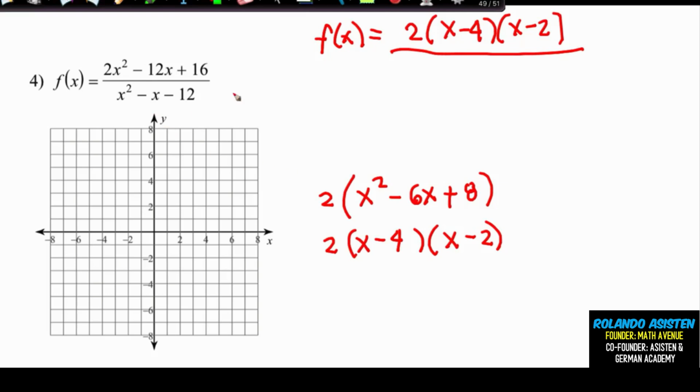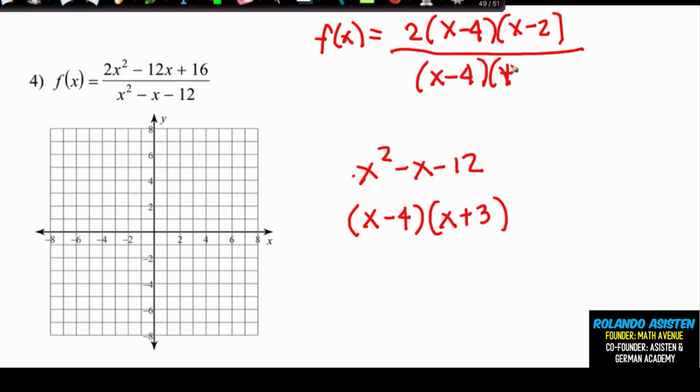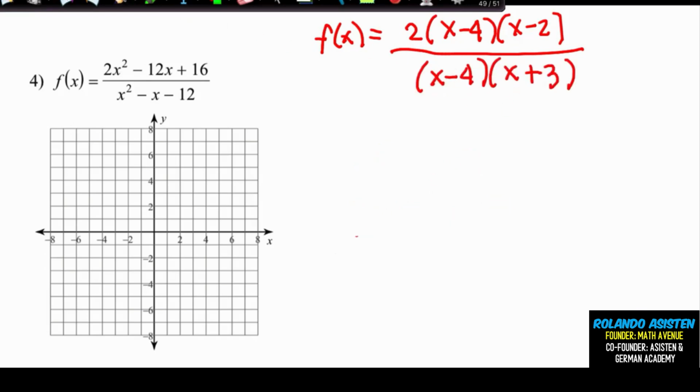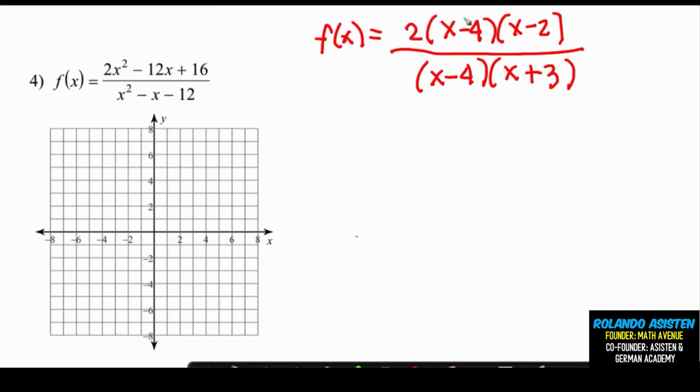And then let's factor the denominator. So you have x squared minus x minus 12, which can be factored as x and x. You have -12, so we get -4 and positive 3. So you have x minus 4, x plus 3. Now what will happen here is we will be able to cancel out one of the factors. We'll be able to cancel out this x minus 4 and x minus 4. If there are some factors that you can cancel out, that will result in a hole instead of an asymptote.